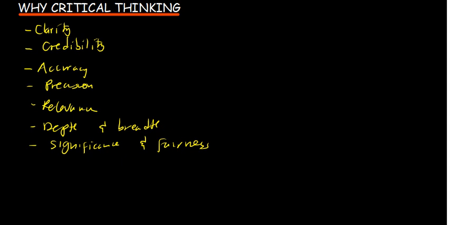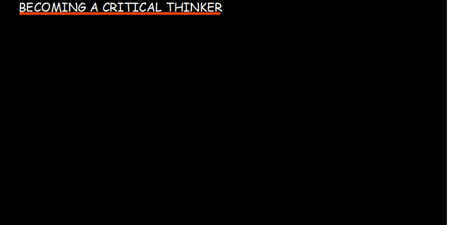The information should be significant and it should make sure that there is fairness. That is why there is need for critical thinking. Why critical thinking? For clarity, credibility, honesty, straightforwardness, accuracy, precision, relevance. That is why critical thinking is there. Now, how do you become a critical thinker? When should you become a critical thinker?